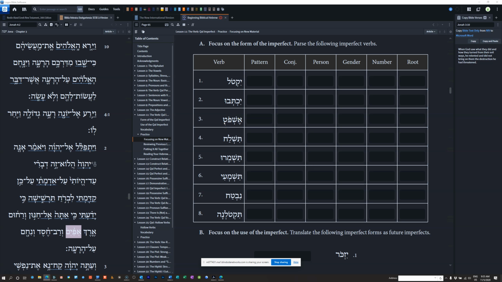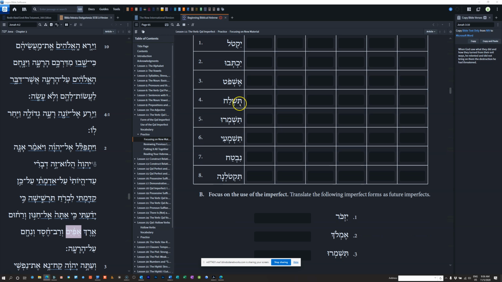Is that a verbal root that we've learned? It is. Shafat means he judged. In the Qal imperfect it would be he will judge, and in the 1CS it's going to be I will judge. We've got a Qal imperfect 1CS form of shafat, shin, pei, tet.